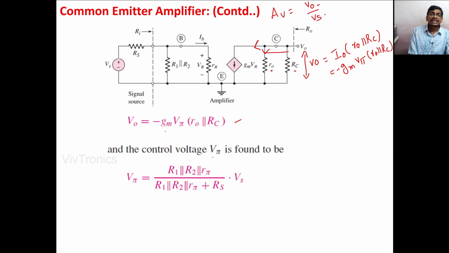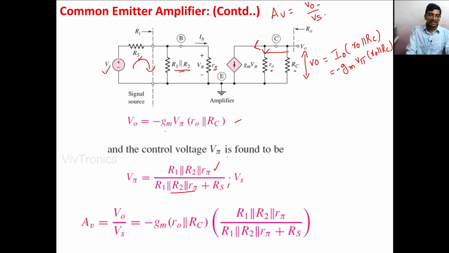At the input side, the control voltage V pi is the voltage across the r pi resistance as well as the R1 parallel R2 resistance, the parallel combination of these resistances. By using the voltage division rule in this loop, V pi is equal to the applied voltage Vs times the voltage across R1 parallel R2 parallel r pi, divided by the total resistance in this loop, R1 parallel R2 parallel r pi plus the Rs resistance, which was mentioned here.